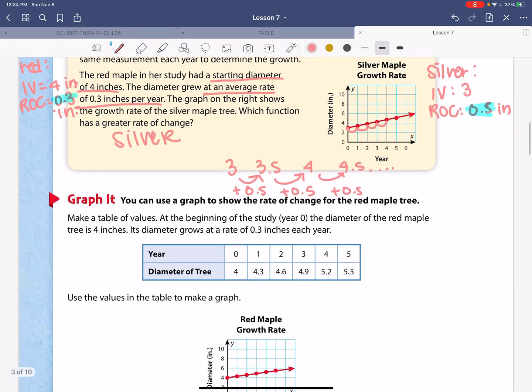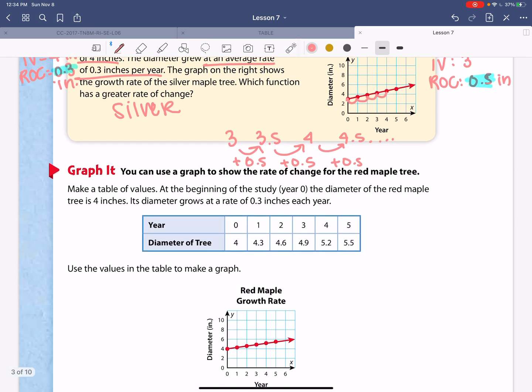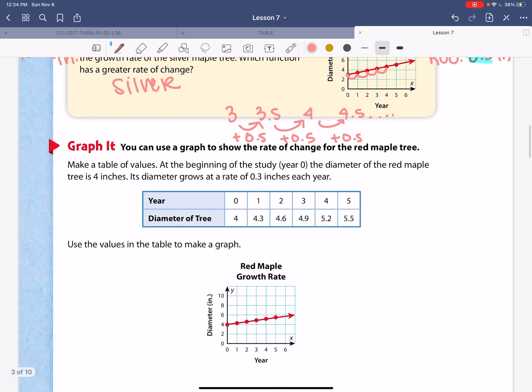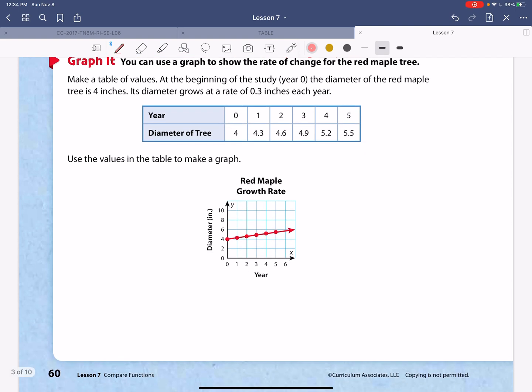So graphing it. You can use a graph to show the rate of change for the red maple tree. Make a table of values. At the beginning of the study, year 0, the diameter of the red maple tree is 4 inches. The diameter grows at a rate of 0.3 inches per year. So we have the year 0, which is the starting. So whenever you have the x value be 0, that's when you know you're looking at your initial value.